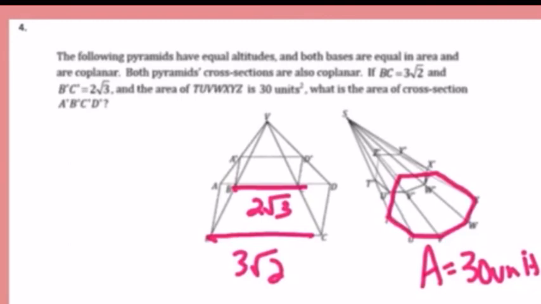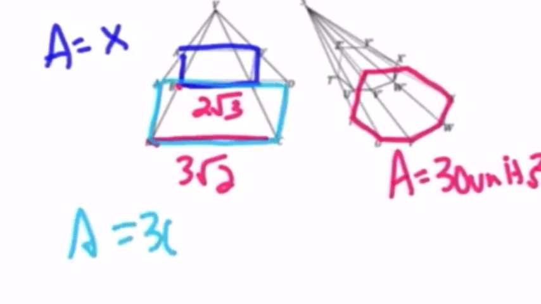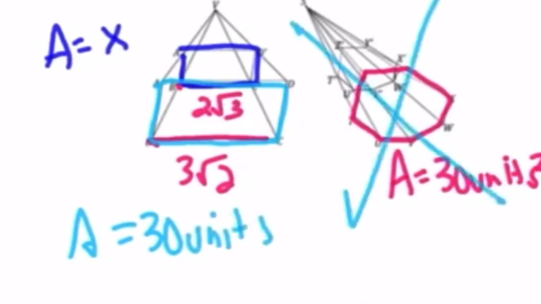What's the area of the cross section in here? So I'm looking for the area of that cross section. We'll call that x. Well, here's what this says. If the following have the same height and the bases are equal in area, well, if the area of that crazy TUVWXYZ is 30, then I know that the area of this big base here has to be the same. So they just threw this in to throw you off. This is 30 units squared. So you don't even need this shape. Okay, so let's set it up.